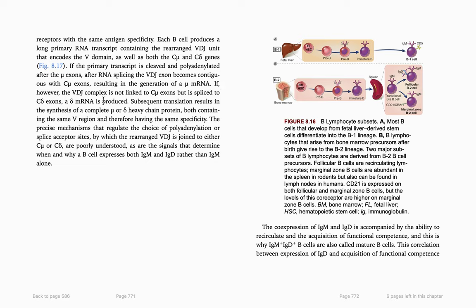If, however, the VDJ complex is not linked to the C mu exon, but is spliced to the C delta exon, delta messenger RNA is produced. Subsequent translation results in the synthesis of a complete mu and delta heavy chain protein, both containing the same V region and therefore having the same specificity. The precise mechanisms that regulate the choice of polyadenylation or splice acceptor sites, by which the rearranged VDJ is joined to either a C mu or C delta, are poorly understood, as are the signals that determine when and why a B cell expresses both IgM and IgD rather than IgM alone.